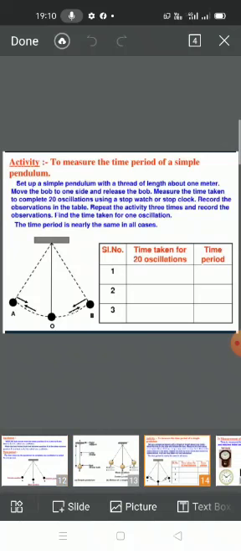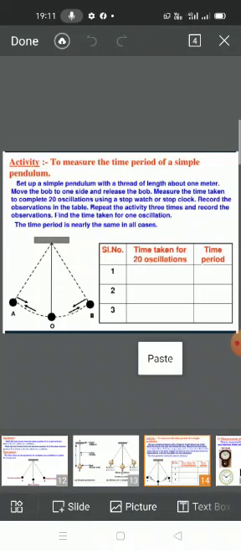Now the next topic is how we can calculate some numericals, how we can calculate the time period of a simple pendulum. First of all, we should know the formula of the time period, which is given in your book also on page number 145. The time period of the simple pendulum is total time taken upon total number of oscillations.